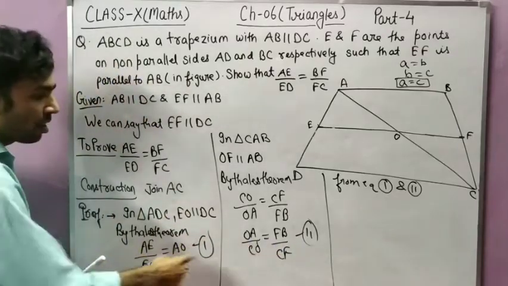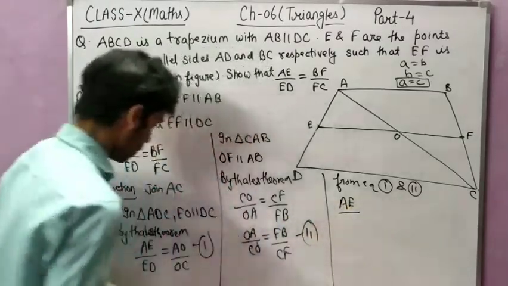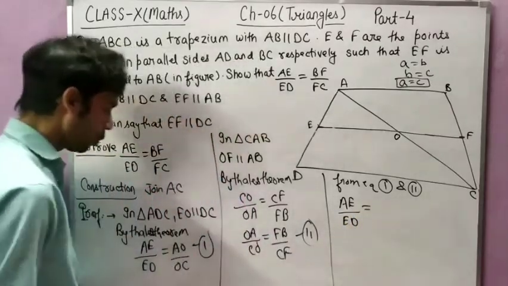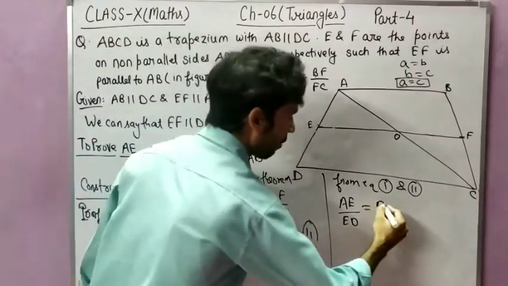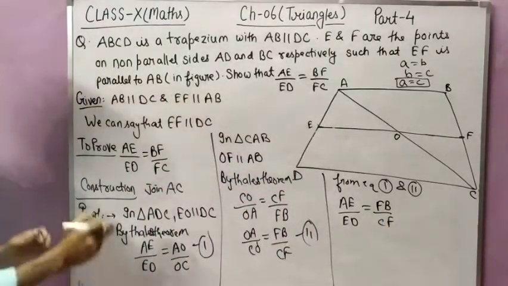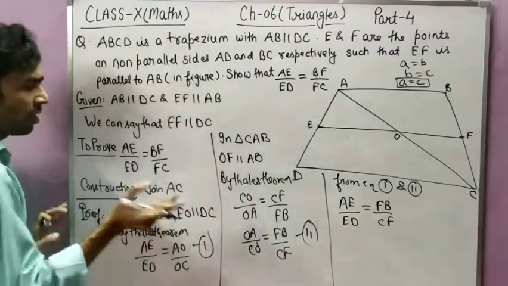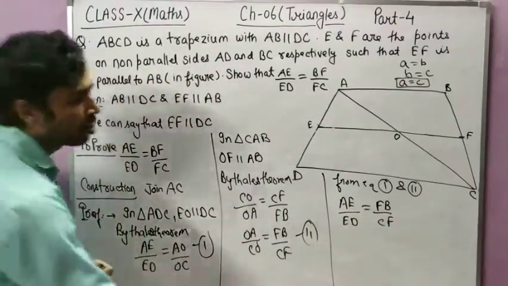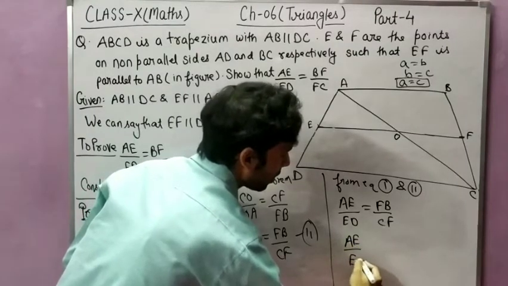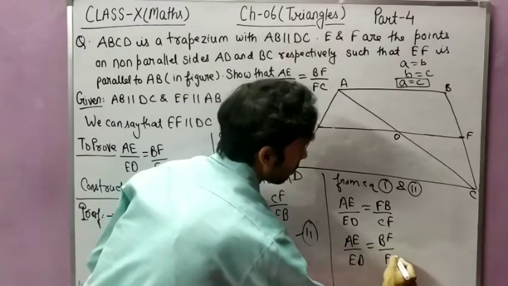So by comparing these two equations, we can write AE upon ED will be equal to FB upon CF. Okay, so it is proved. But in the question BF is written and I have written FB, so you can change the order. When you change the order, what you will get? AE upon ED is equal to BF upon FC. Proved.